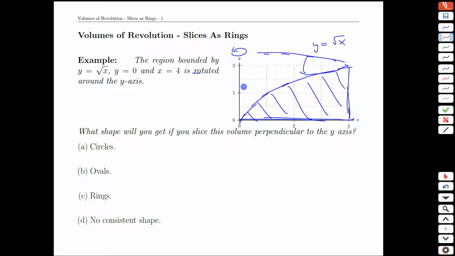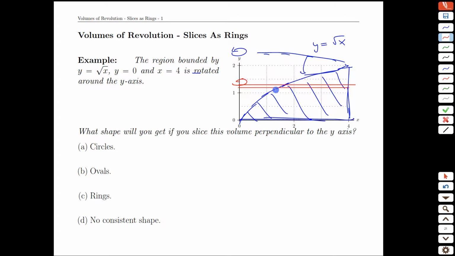For a moment, imagine what would happen if you did take a slice of this, take a thin slice, cut it horizontally, and then imagine spinning that around the y-axis. What kind of shape would you get? Take a moment to think about that, and then we'll check in.